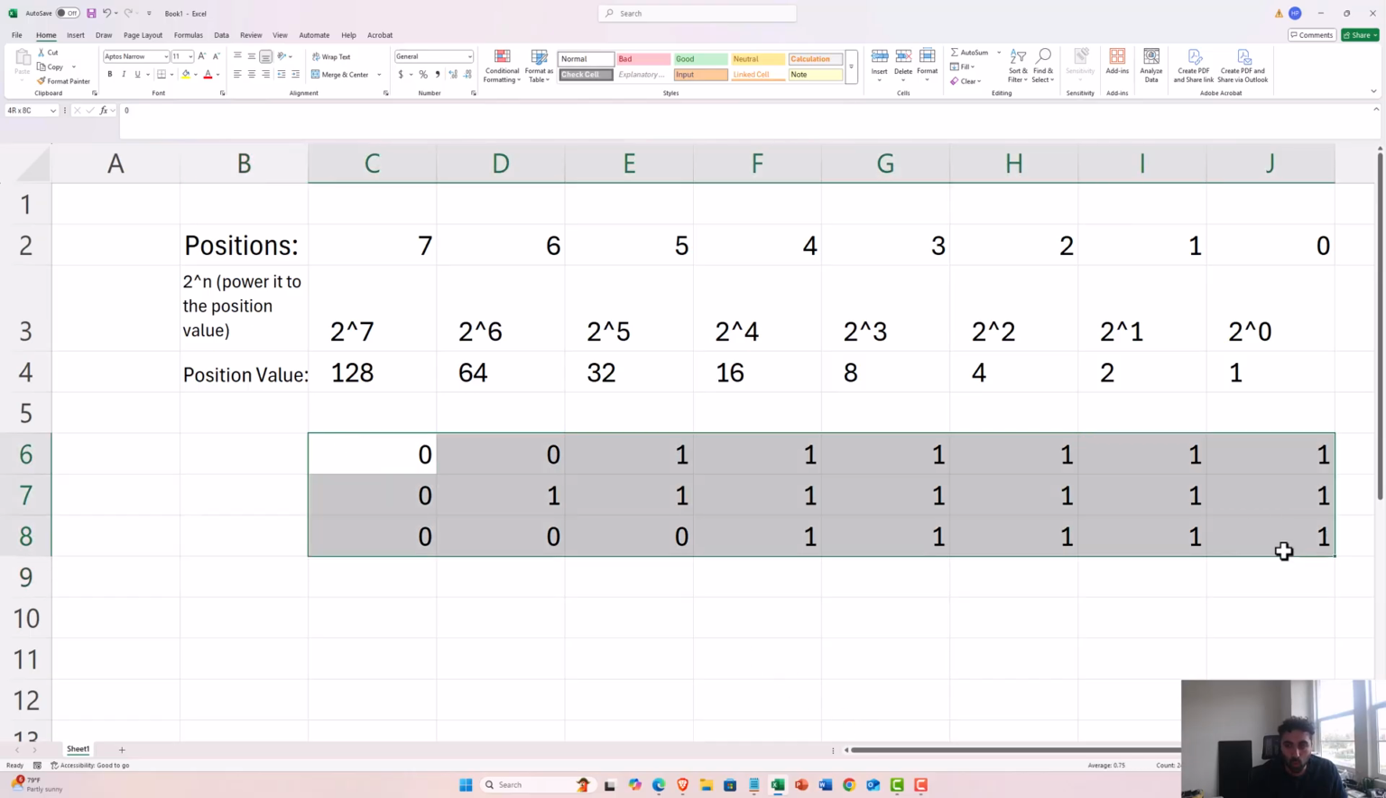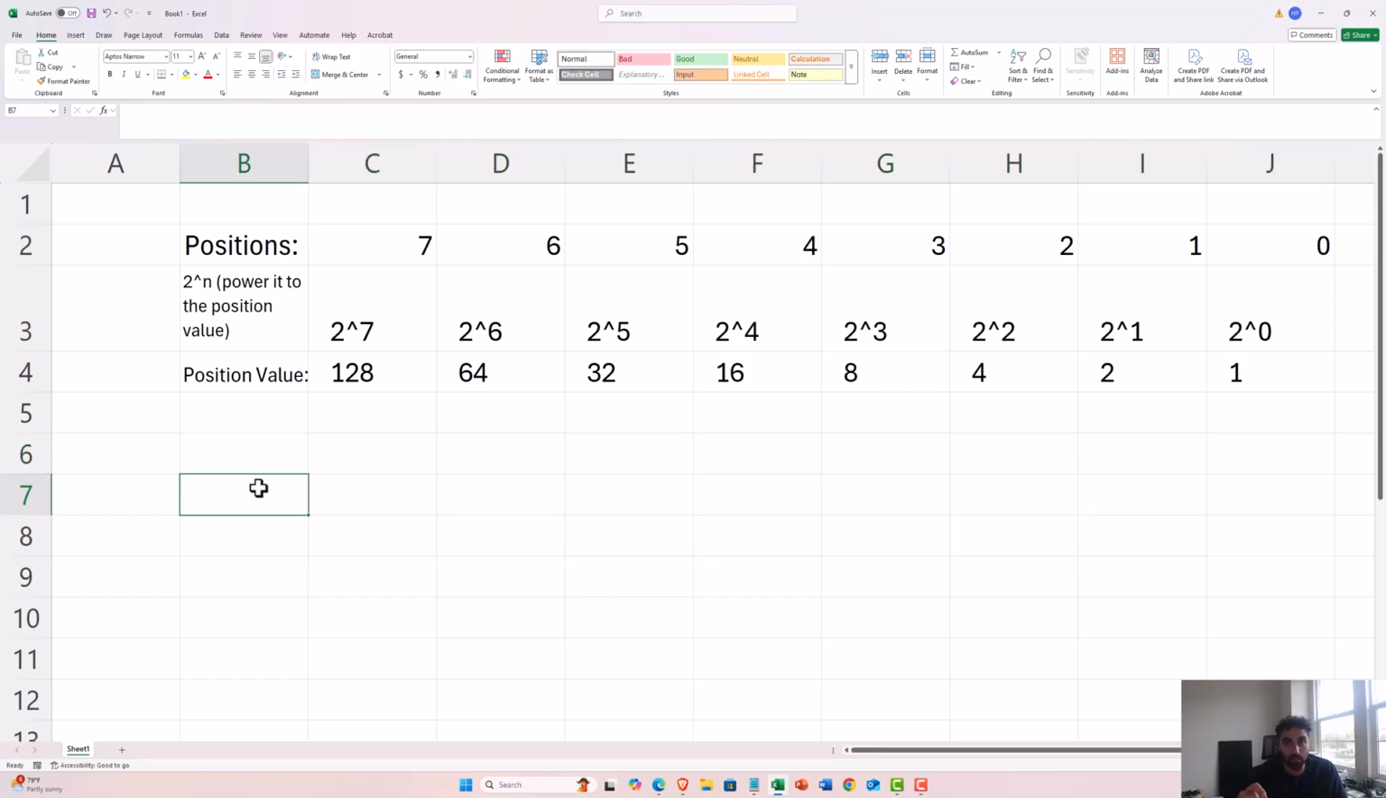Now, how do we use this? So when we want to calculate a number from decimal to binary, let's start simple, 13. All right, we want to convert the number 13 into binary. 13 is a decimal number. All right, this is just an example.